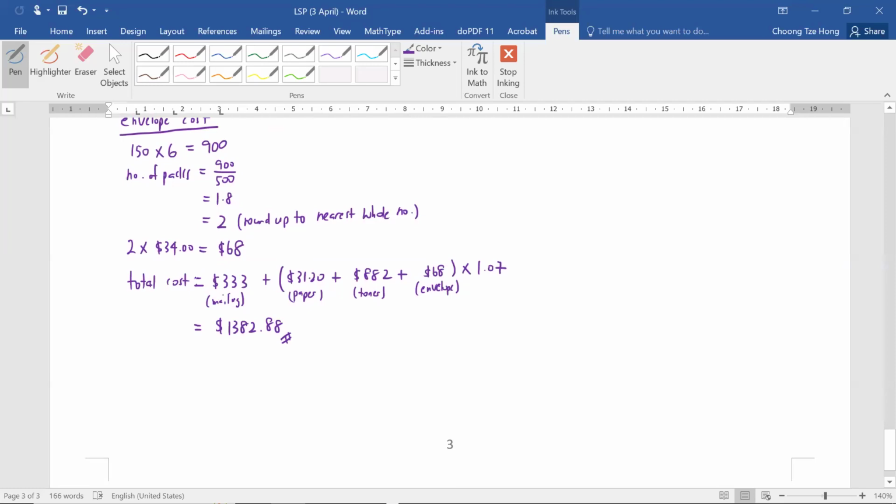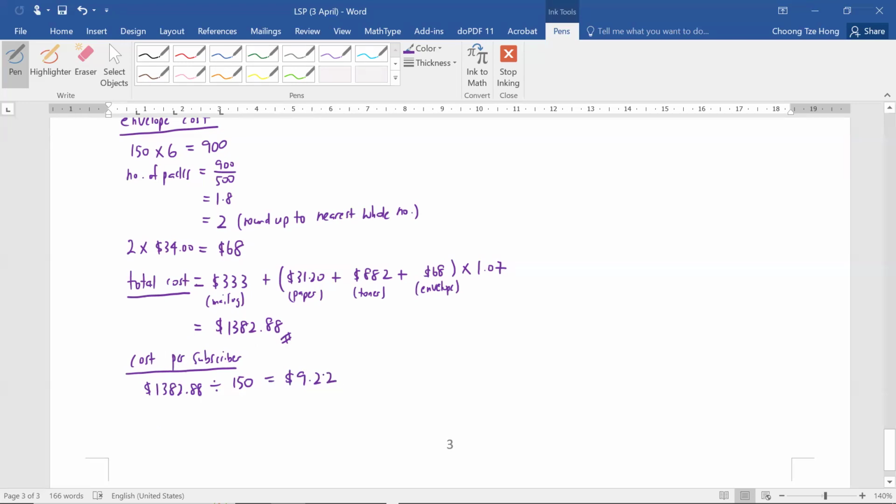So for the total cost, I think we should also underline it as a heading. In fact, I should have written this below, under the heading. Now we're going to calculate cost per subscriber. Remember this $1,382.88 is for 150 subscribers. So the cost per subscriber is going to be 1382.88 divided by 150, right? It's going to give you 9.22. So each subscriber, to cover all the costs, we should charge them at least $9.22.